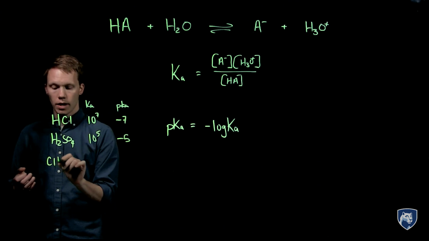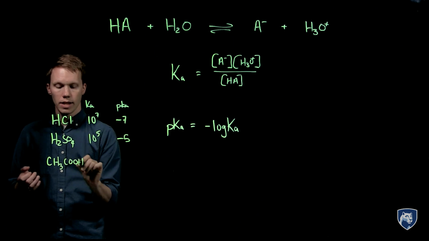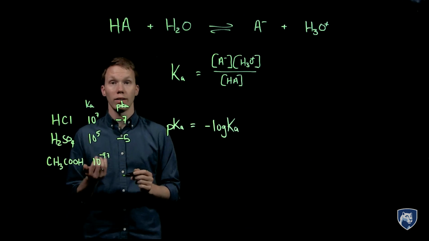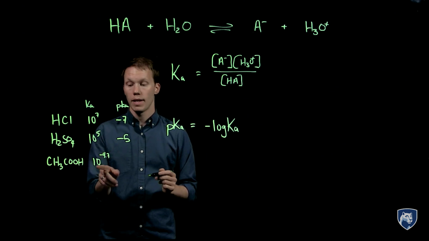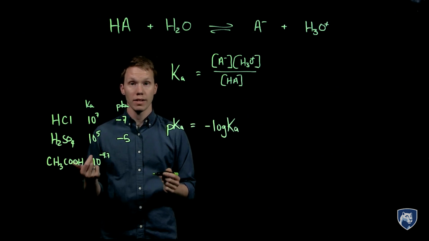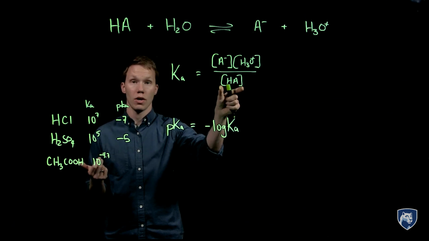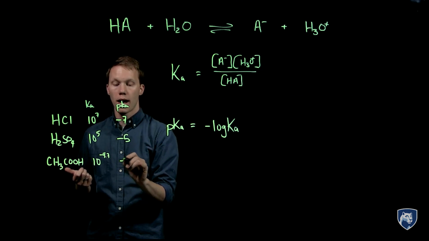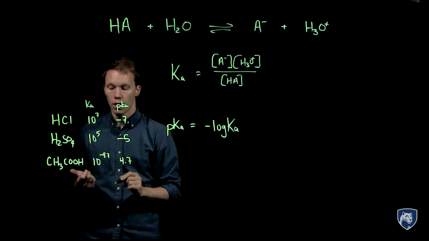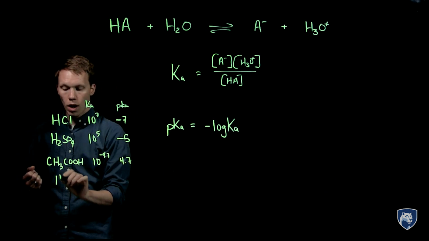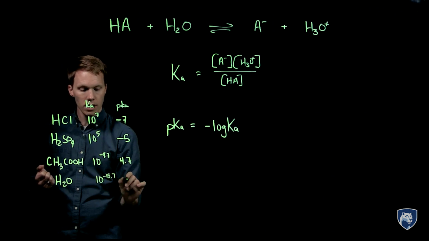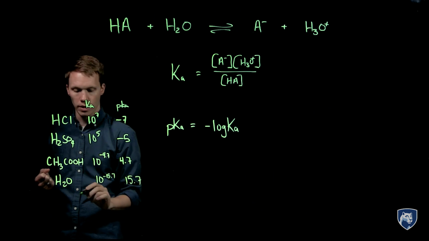Let's go a little bit higher now. Let's look at acetic acid, CH3COOH. This has a Ka of about 10 to the negative 4.7. So we've crossed a threshold now. We are less than 1. 10 to the negative number is going to be a number less than 1. So that means my denominator now is larger than the numerator, and we have a reactant-favored process. So the pKa would be a positive 4.7. Another example, water, 10 to the negative 15.7, which would translate to a pKa of 15.7.